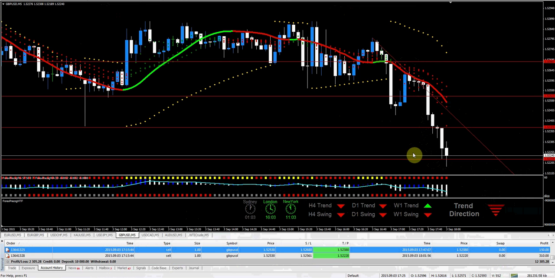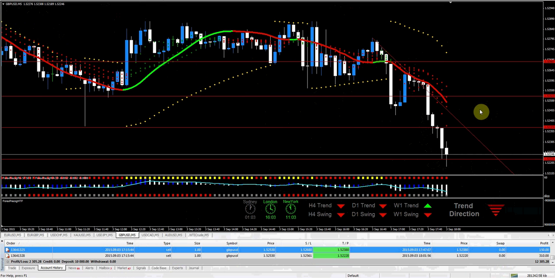And again, this is on a GBP USD 5-minute chart. Let me see if there's anything else I wanted to make note of. That's pretty much it, I think. This is my third trade that I've taken with it.